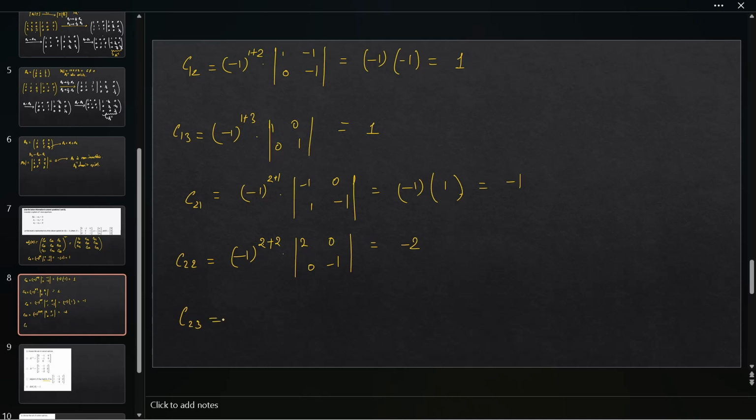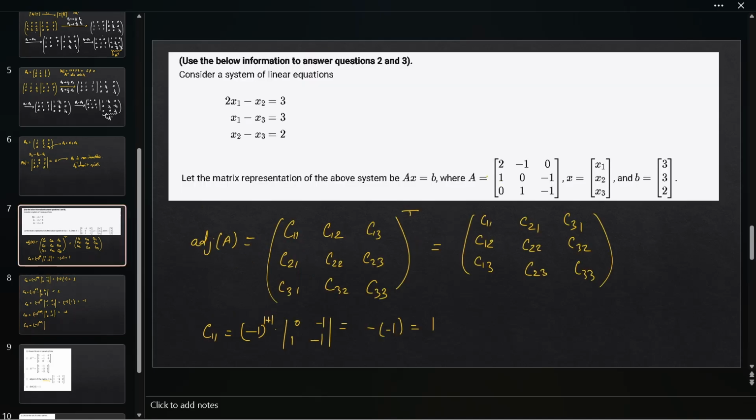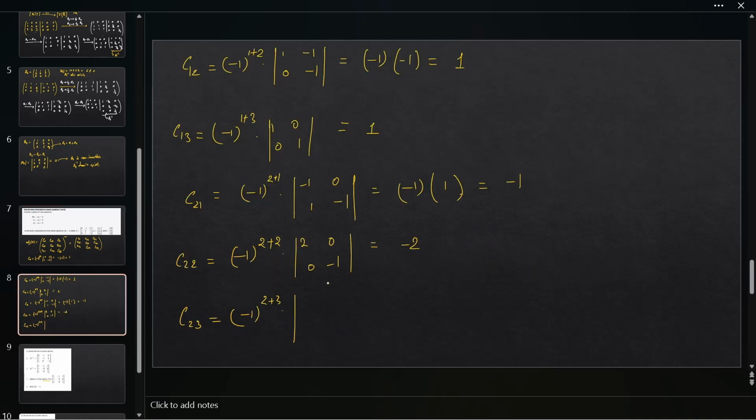And then C23 is equal to minus 1 to the power 2 plus 3 times the determinant of this matrix. Eliminate this row and this column, and the matrix is 2, minus 1, 0, 1. This is going to give us minus 1 times the value of this determinant, which is 2 minus 0, that is 2, and it is equal to minus 2 here.